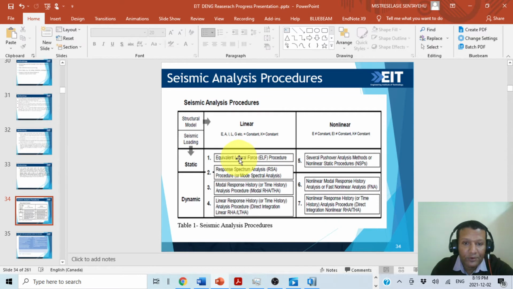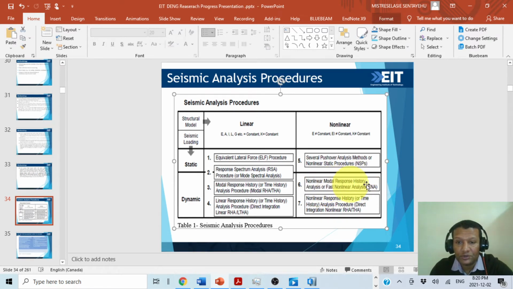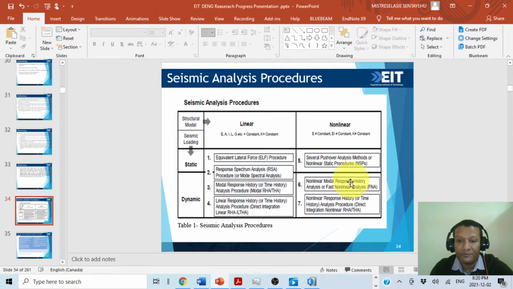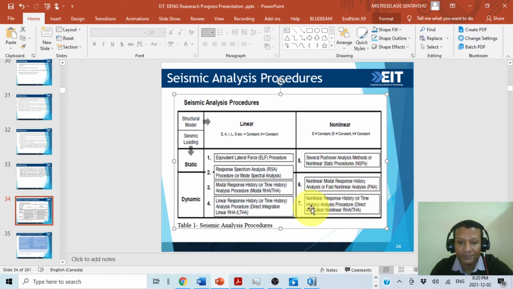So I didn't consider ELF now, but the others are included. Non-linear, we have several pushover analysis methods or non-linear static procedure. This is non-linear static procedure, and non-linear modal response history analysis or FNA, fast non-linear analysis, also included here, because it will use the concept of mode shape for the analysis. And this is the same, non-linear response history or time history analysis procedure, direct integration. So these two are the same, only the non-linear and this is linear.